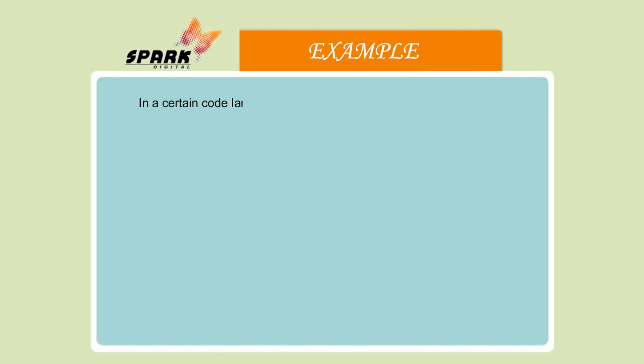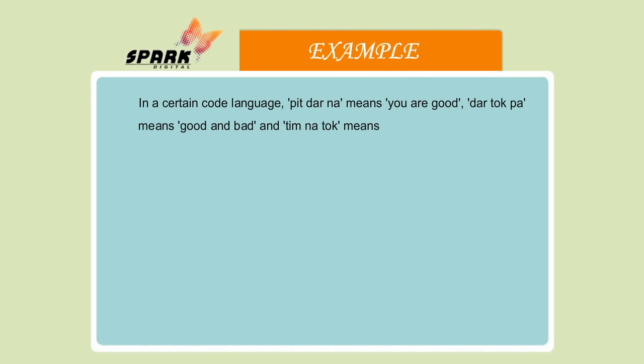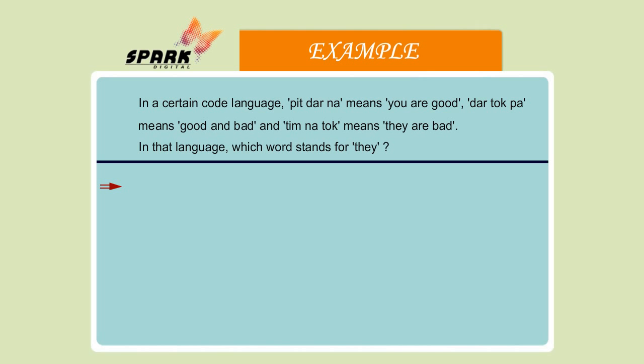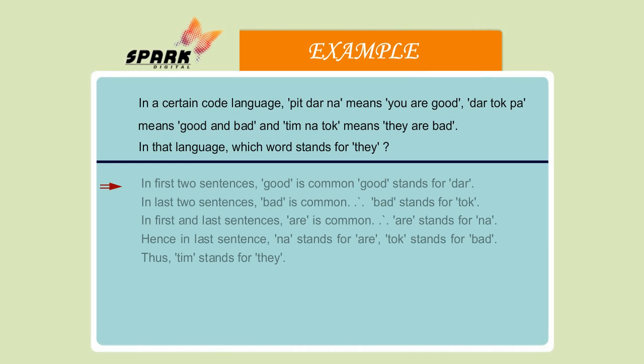In a certain code language, Pit Der Na means you are good, Der Tok Pa means good and bad, and Tim Na Tok means they are bad. In that language, which word stands for they? In first two sentences, good is common. Good stands for der. In last two sentences, bad is common. Bad stands for tok. In first and last sentences, are is common. Are stands for na. Hence, in last sentence, na stands for are, tok stands for bad, thus Tim stands for they.